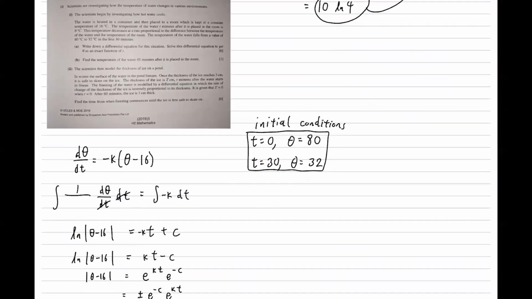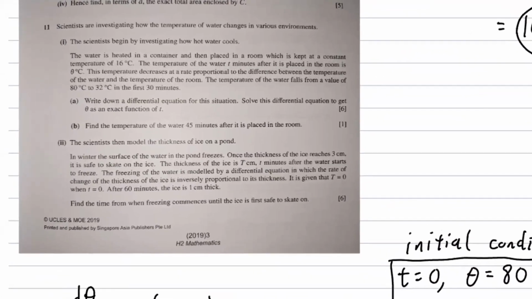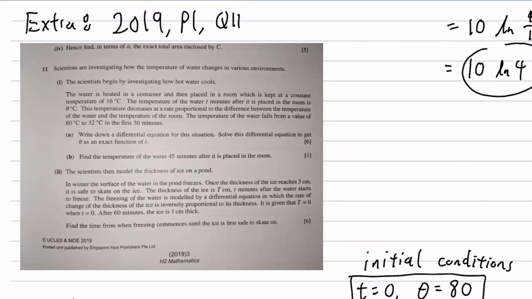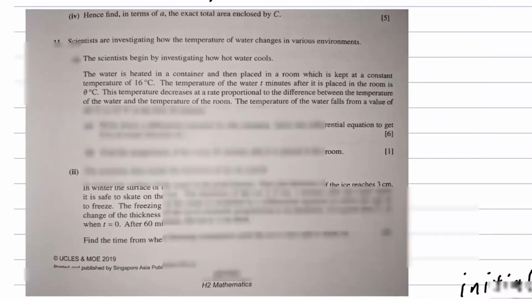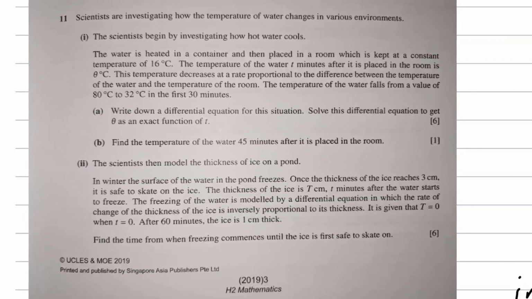Next. Question 2019, extra question. Now I decided to prepare some extra question from the TYS. Let's take a look at this one. So what we have, scientists, this is from 2019. It's investigating how the temperature of water changes in various environments. The scientist begins by investigating how hot water cools.